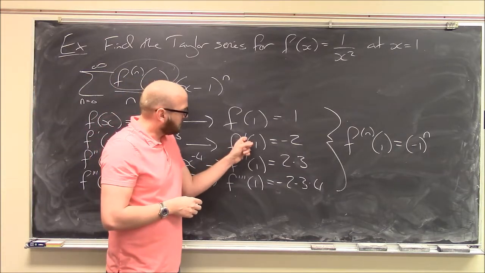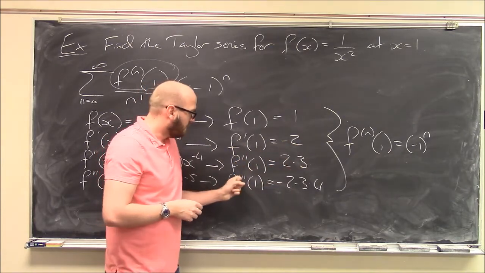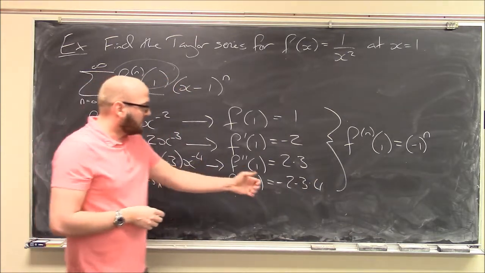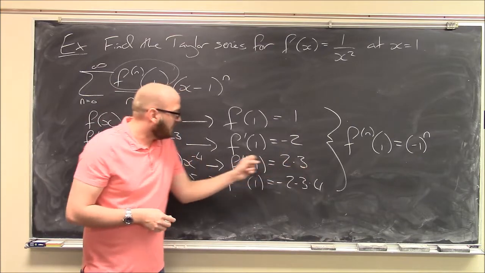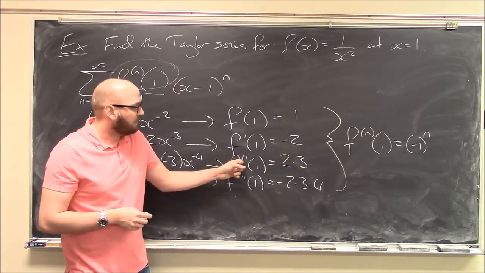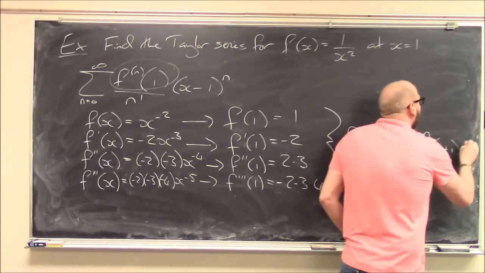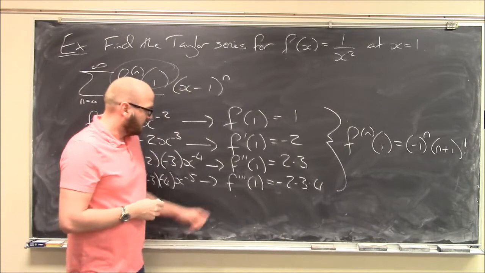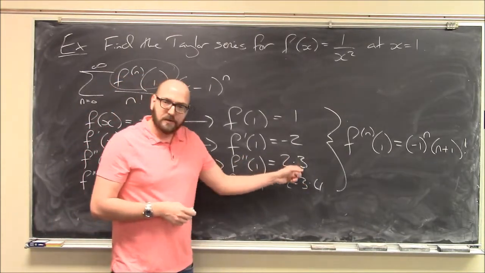Well, for the first derivative, we've got 2. For the second derivative, we've got 2 times 3. For the third derivative, we've got 2 times 3 times 4. So it's a factorial again, but it's always 1 bigger than the number of derivatives we took, right? So this looks like n plus 1 factorial. So if n is 3, we have 4 factorial. If n is 2, we have 3 factorial, and so on.